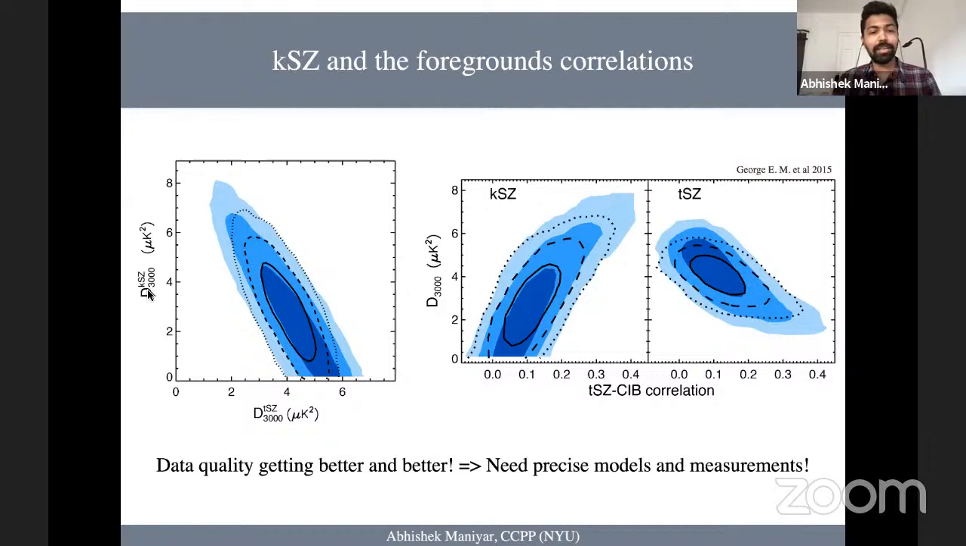I'm showing this plot just to give you an idea that as the data quality keeps getting better and better with sensitive experiments like SO and S4 coming up, we all need to be careful while doing such kinds of analysis. Mainly, we need to be careful in using precise models for the foregrounds, and as a result get reliable measurements for the KSZ power spectrum.